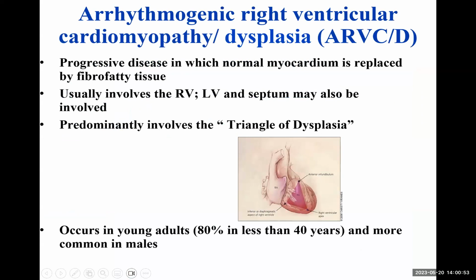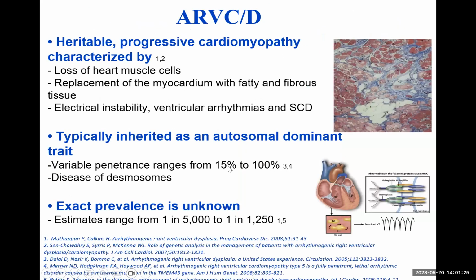Arrhythmogenic right ventricular cardiomyopathy or dysplasia is a progressive disease, replacing normal myocardium with fibrous and fatty tissue. It usually involves the right ventricle initially, but the left ventricle and septum may be involved late, and it's a bad prognostic sign. They have what you call the triangle of dysplasia, which can be inflow, outflow, or apex. It occurs mostly in young adults; 80% of patients with ARVC are diagnosed before the age of 40 years, and it is more common in males than in females.